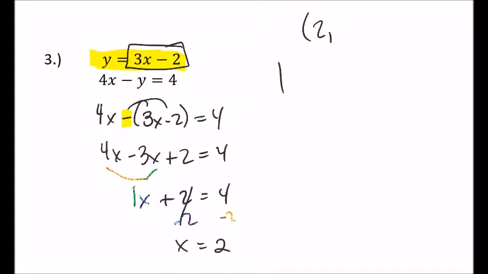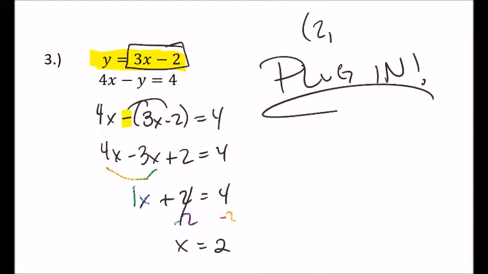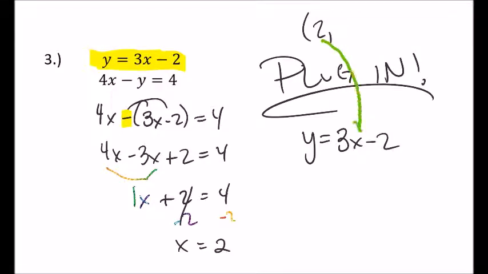What are we going to do next? You're right. We're going to plug it in. So if we're going to plug it in, we already know what the x value is. We already have a pretty nice equation to plug this into. So we're going to take that equation right there, y is equal to 3x minus 2. But I know what the x is now. That x right there is actually a 2. So let's plug that in. Y is equal to 3 times 2 minus 2.